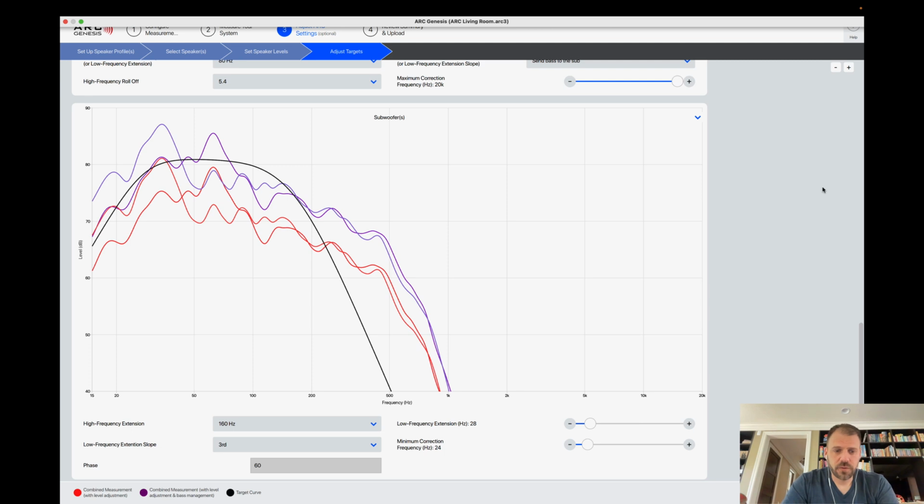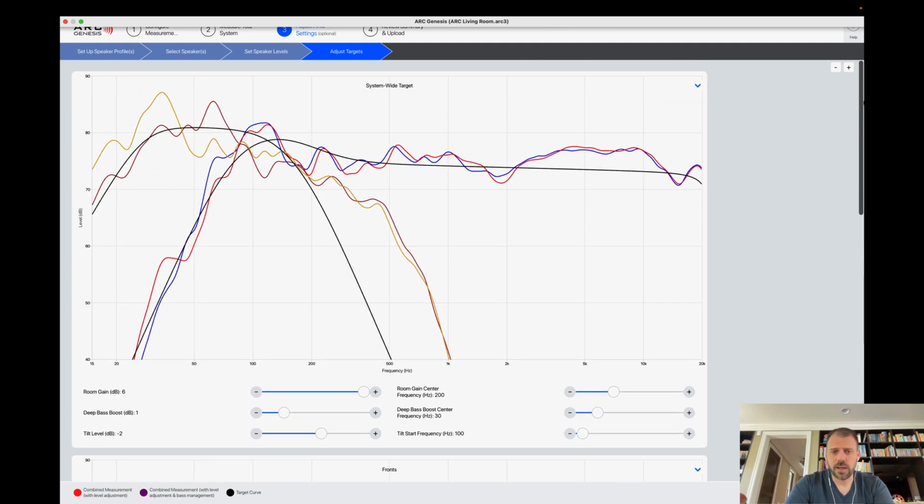All right, so on the subwoofer side, you can see this is set by Anthem and what ARC calculated: high frequency extension, 160 hertz, low frequency slope, third order phase, done by Anthem ARC as well. And the other extensions and minimum frequency are also all set by Anthem. So that's the target that I set and that Anthem was calculating to. And I'm pretty happy with this.